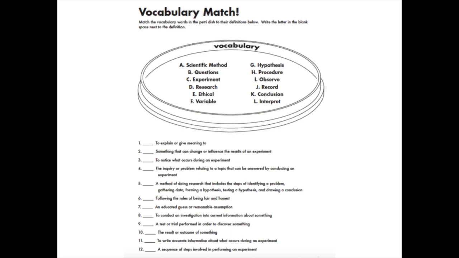Number 2, something that can change. What's a change? Or something that can influence the results. This is referring to variable. Remember, a variable is a change. Number 3, when I notice what's occurring during the experiment, this is referring to observation, observing the results of the experiment.